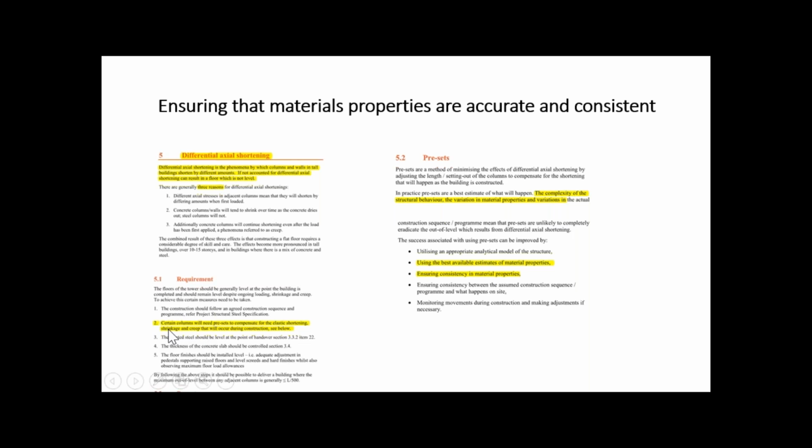So what is done? Certain columns will need to be preset to compensate for the elastic shortening, creep, and shrinkage that will occur during the construction. So what does that mean? Well, it means that these have to be preordained and described based on the properties of the materials to understand how we're going to compensate for these movements, and it has to be predicted. The success associated with presets can be improved by utilizing an appropriate analytical model for the structure, using the best available estimates of material properties, and ensuring consistency in the material properties, for example.